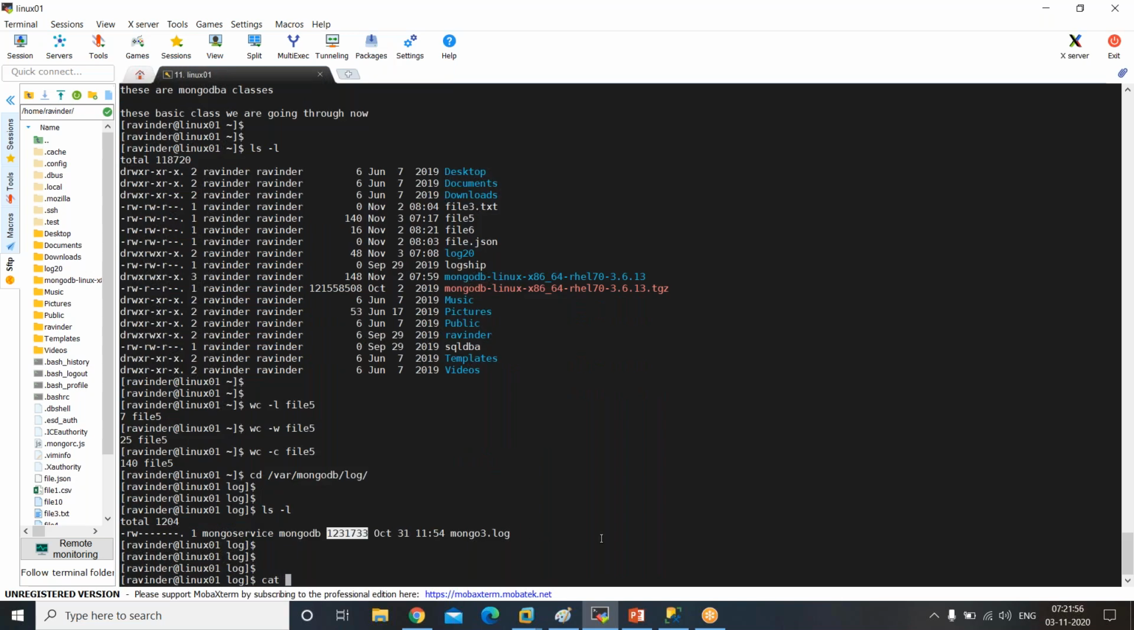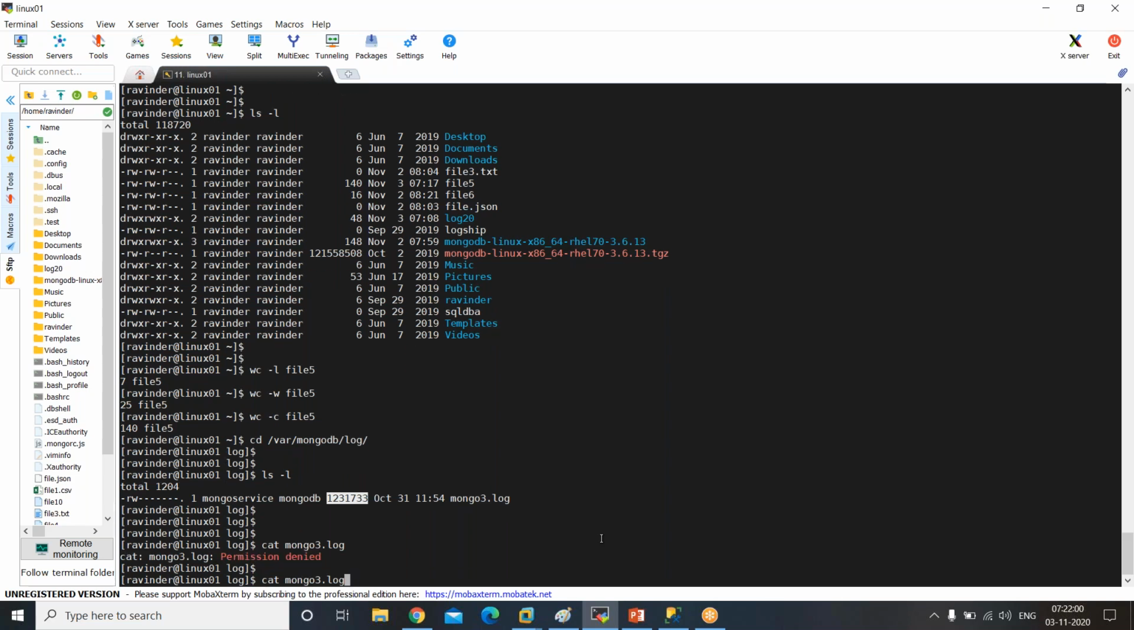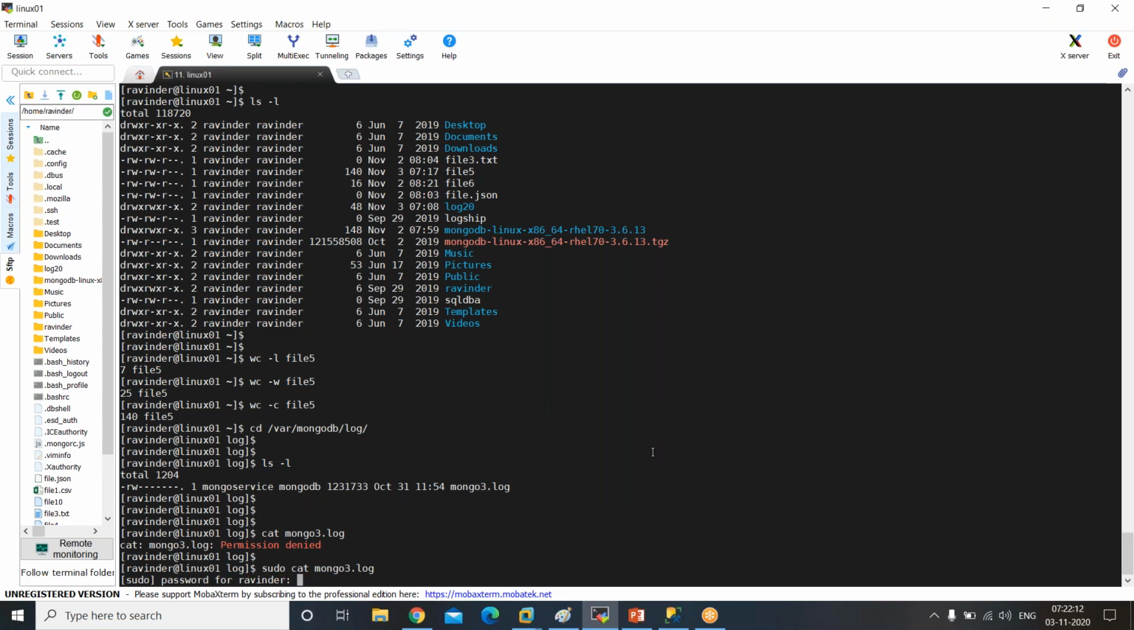If I try to read it as it is, it is a very big file. It is going to, oh, come on. I don't own it. Ravinder doesn't own that file. Who is owning this file? The Mongo service. A different user is owning it. So I cannot read it without referring to my admin rights. So I have to give my admin password.